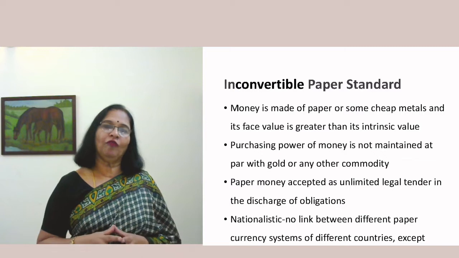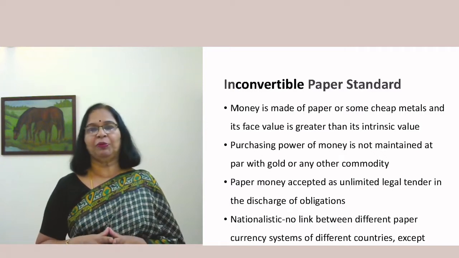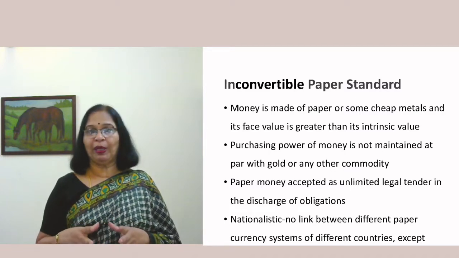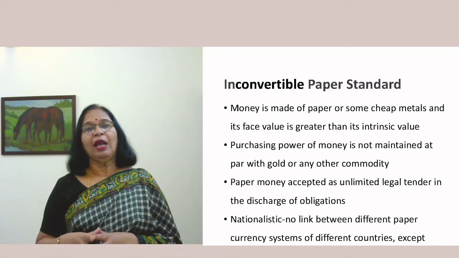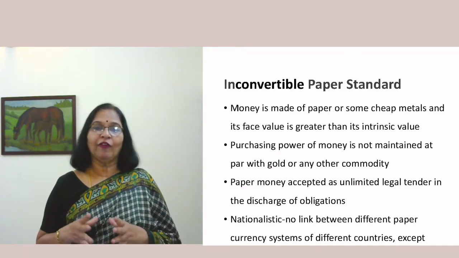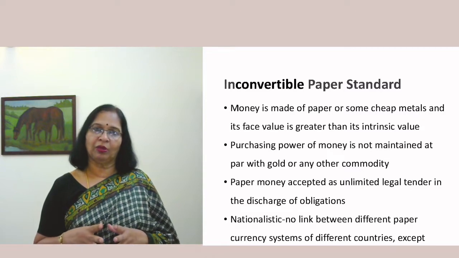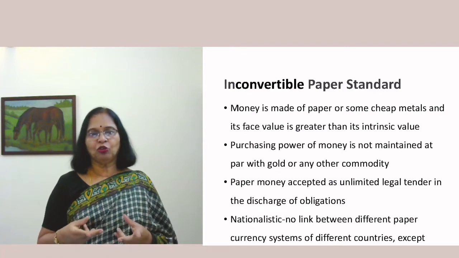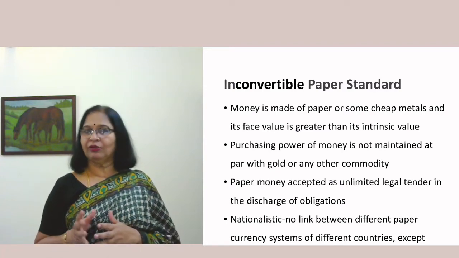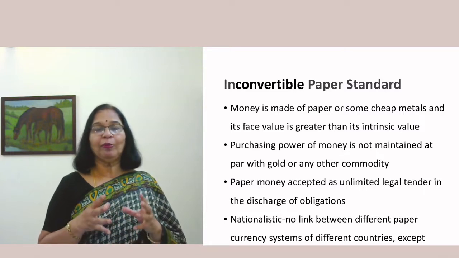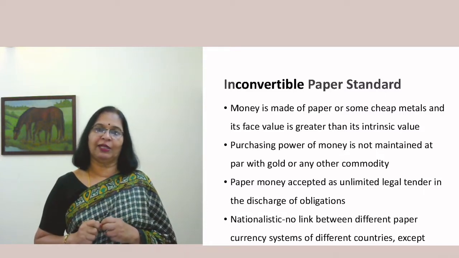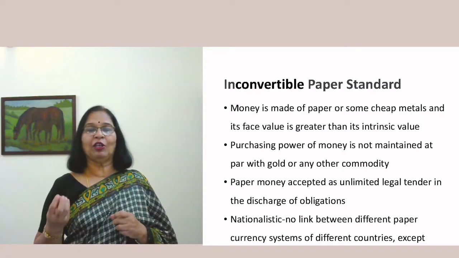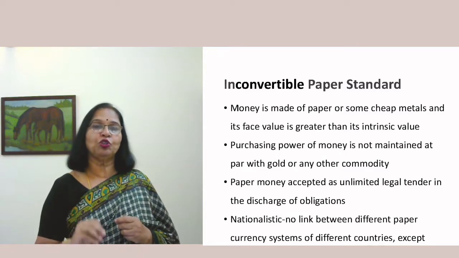The second form of paper currency standard is called the inconvertible paper currency standard. In the inconvertible paper currency standard, money is made of paper or of some cheap metal and put into circulation. The face value of the money is greater than the intrinsic value of the money. Now, there are two concepts here, face value and intrinsic value. When we talk about face value, we mean the purchasing power of that particular currency. And the intrinsic value is the metal value, the commodity value of the commodity which has been used to make that currency.